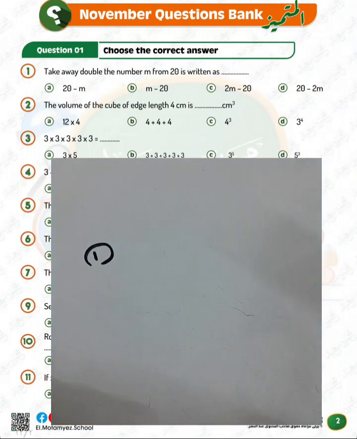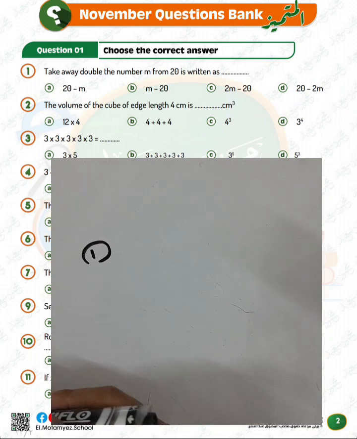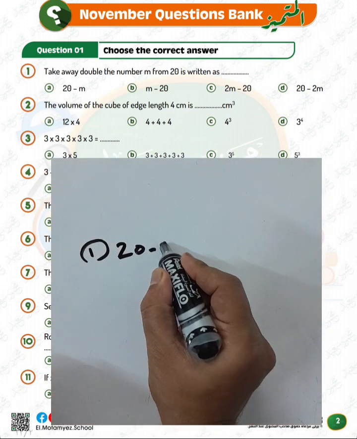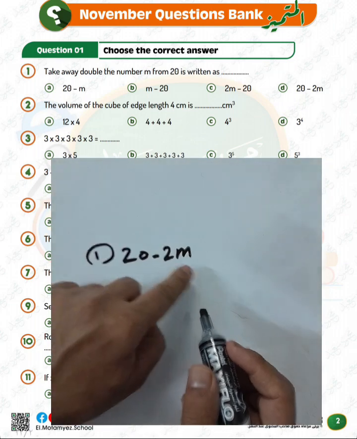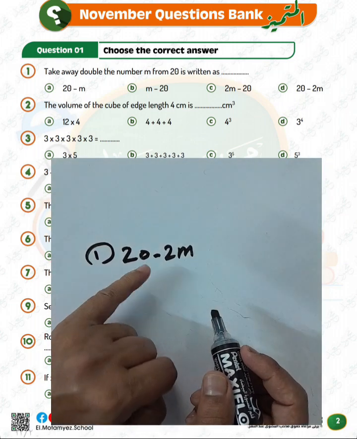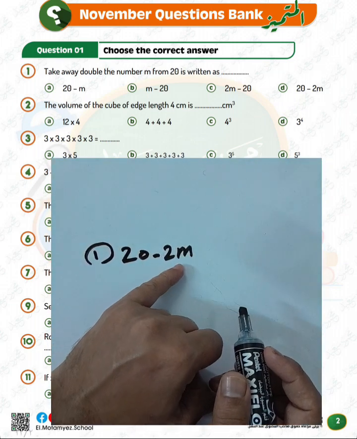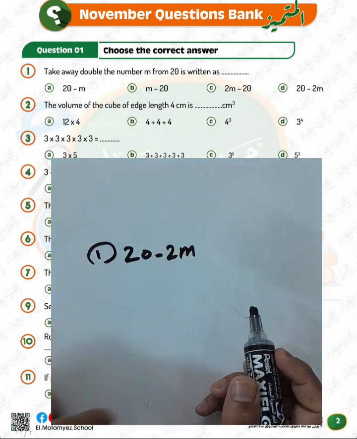Take away double the number m, meaning 2m. From 20, it will be 20 subtract 2m. We call 20 here the minuend, and twice m, meaning 2m, the subtrahend.